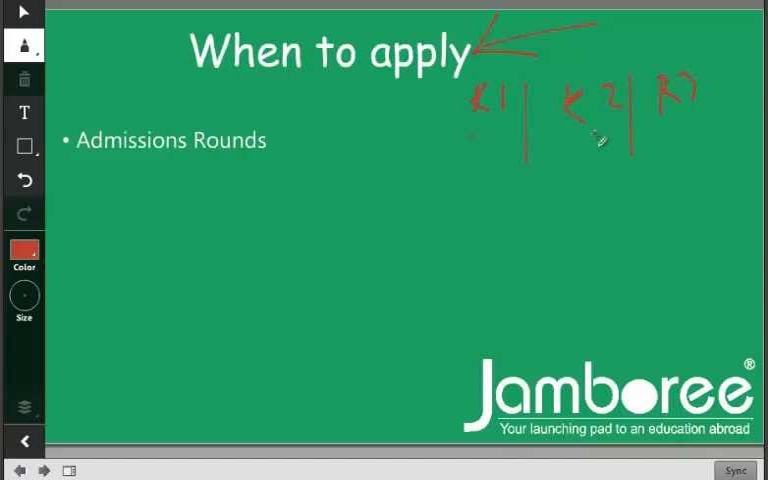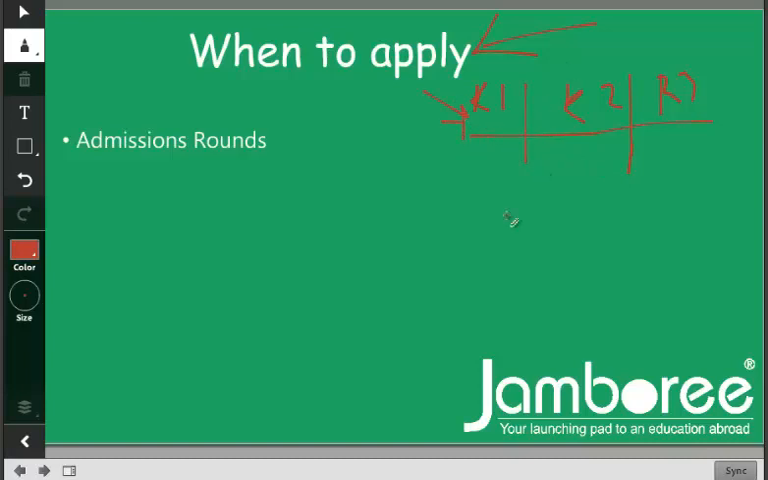This admission process is different from applying for master's degrees or PhD degrees, right? For an MBA, the universities always have different rounds. Now, there is a question about which round you should apply to. A lot of people will say that you should apply in round 1.